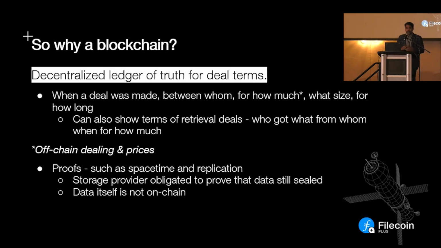Why do we use a blockchain? A decentralized ledger for truth that can tell us when a deal was made, between whom, what size, and so on. A very important thing to note is that the data itself is not stored on-chain, but the network is a facilitator. So storage providers are able to provide proof, such as proof of space-time and replication. That is also an additional reason why we use a blockchain to facilitate this sort of marketplace.